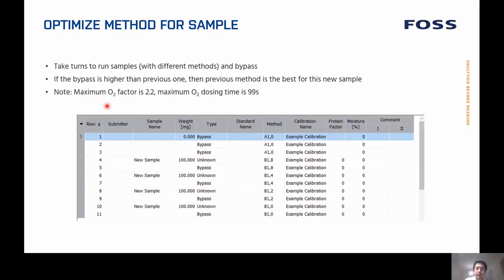That gives about 1 minute, which is the dosing time, and this dosing time should be less than 99 seconds. If it's longer, then we will get an error message for oxygen dosing timeout. So you should ensure you have the right amount of sample to have the right amount of oxygen dosing. Otherwise, we may get an error message.